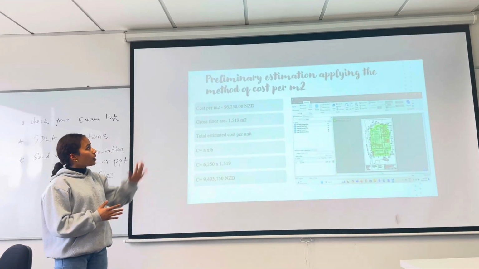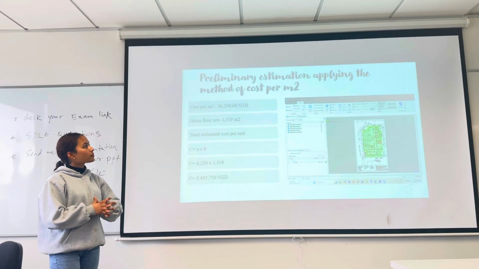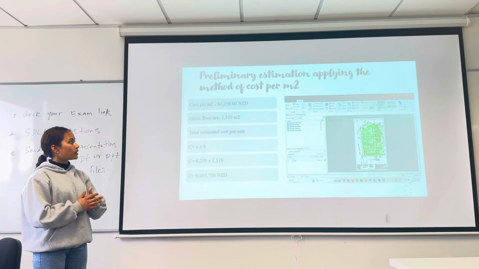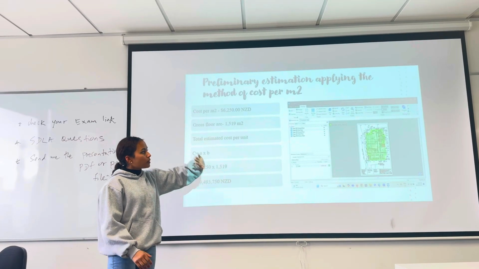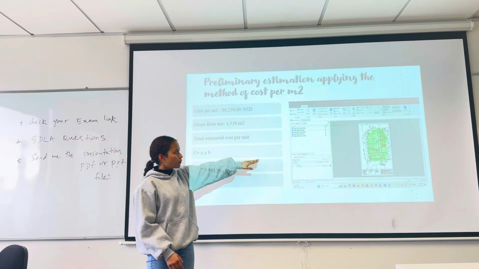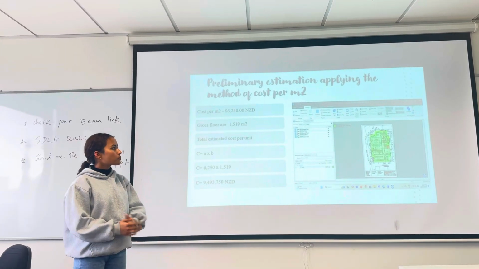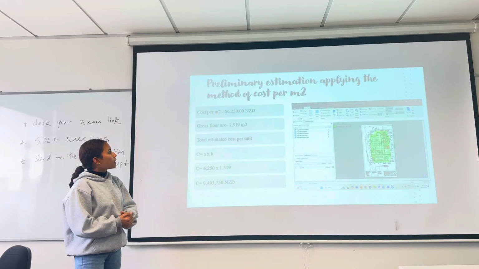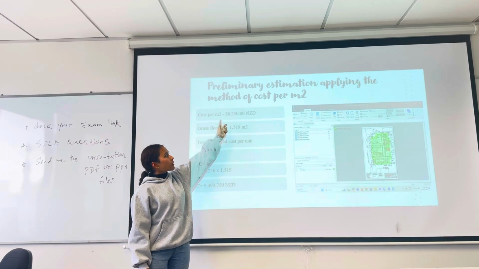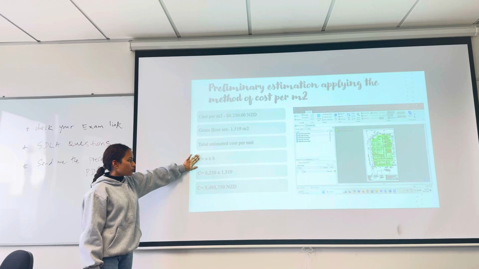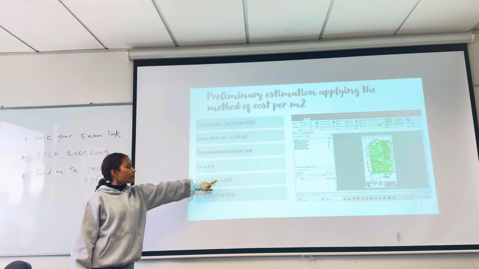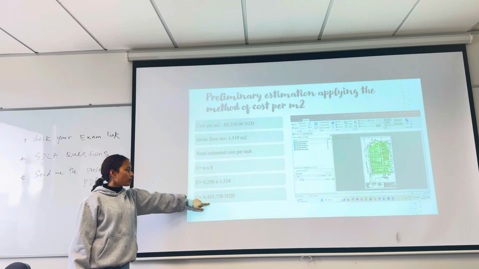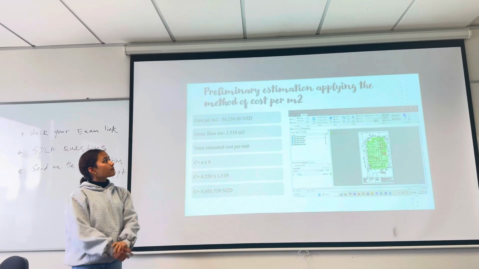Here is the preliminary estimation applying the cost per square meter method. I got the gross floor area from all of the floors, from the basement to the terrace floors. I took the rate from the same QV Builder rate and multiplied it by the total GFA, and I got this answer.